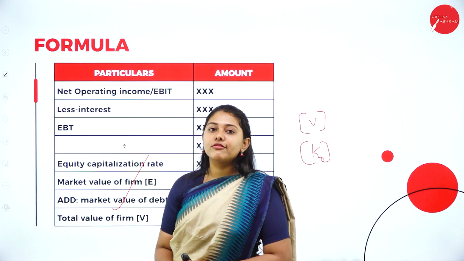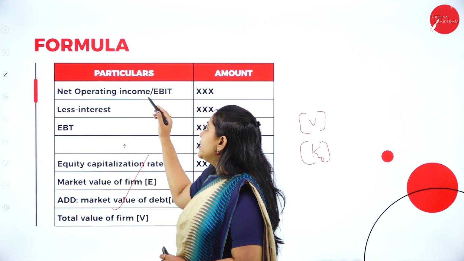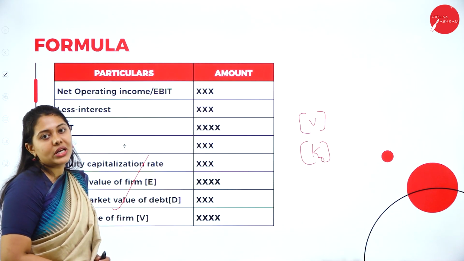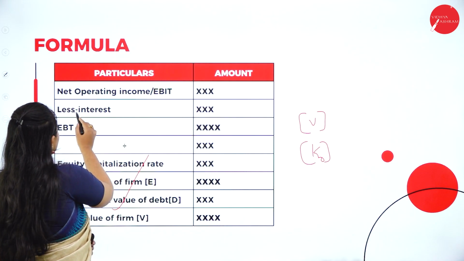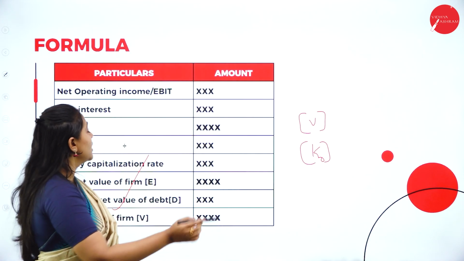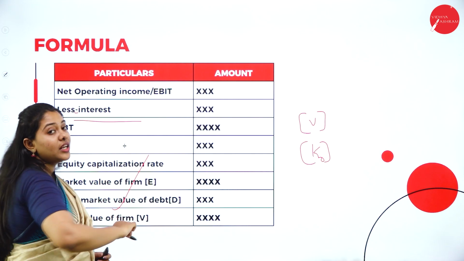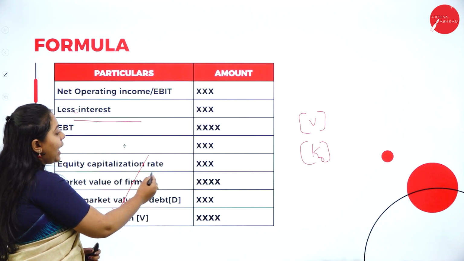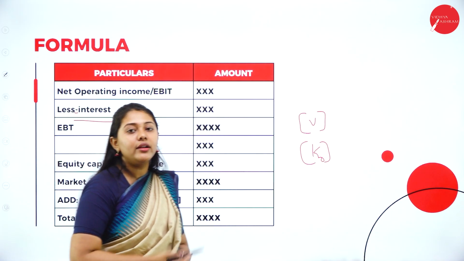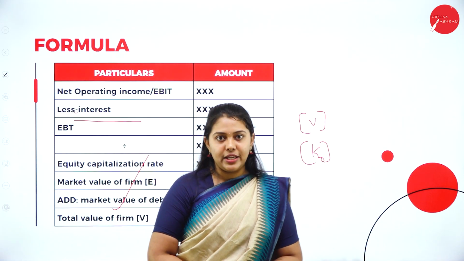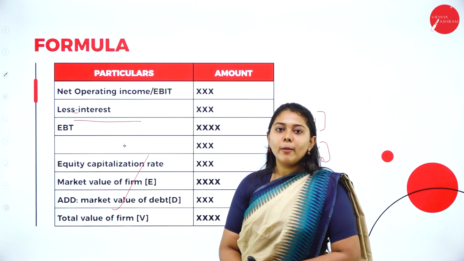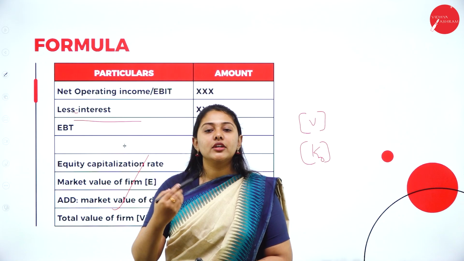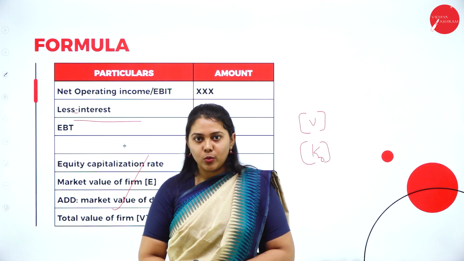So what is the formula for that? Net operating income, or EBIT, will be given in the question itself. Less interest, you get earnings before tax. If you divide that by the equity capitalization rate, you get your market value of equity. When we take up the problem, we'll understand. This formula I have put in a tabular form so that you might understand it in a better way.